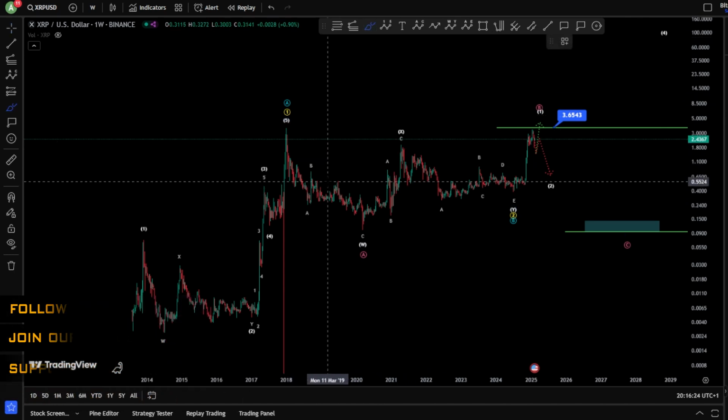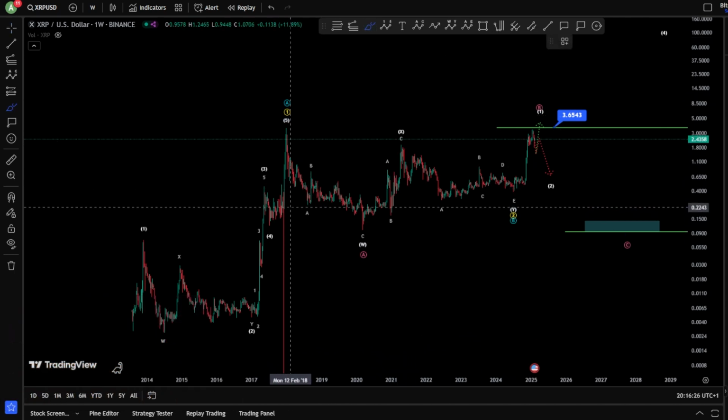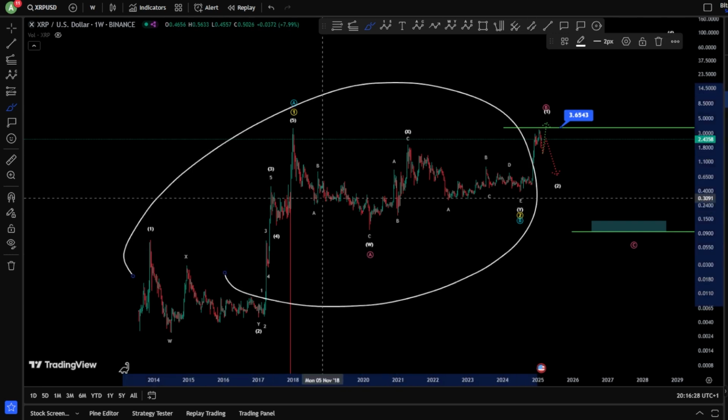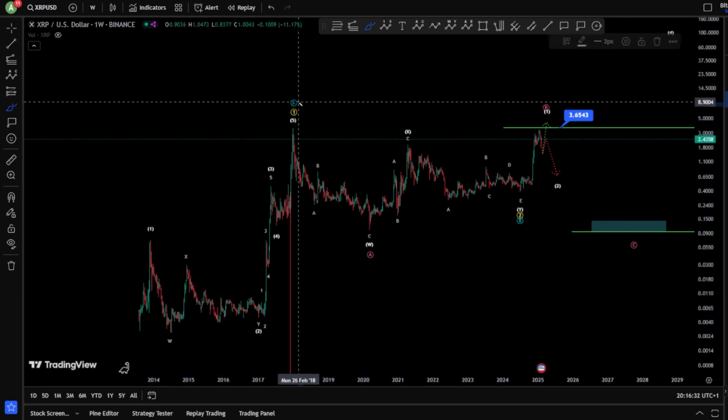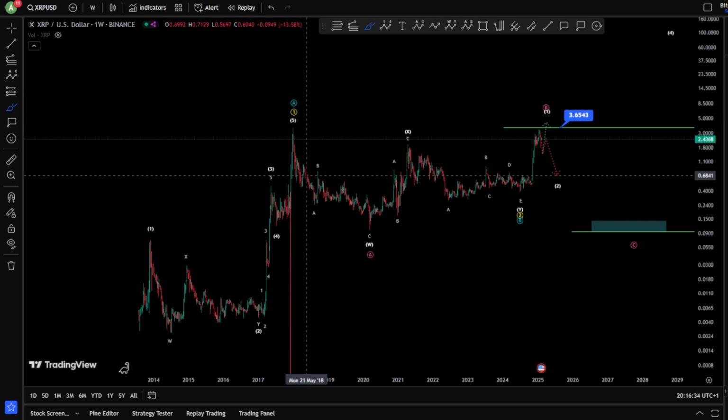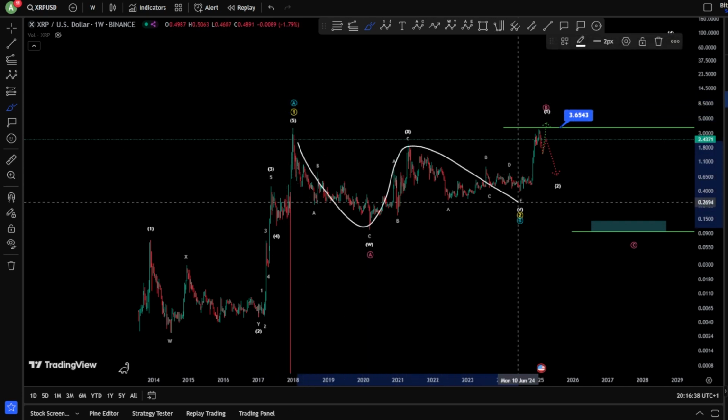A quick overview between the bullish and bearish scenario for the all-time history for XRP. We are looking at 1, 2, 3, 4, and a 5 towards the upside, finishing wave 1 or wave A. After both case scenarios, you would like to see 3 corrective waves.